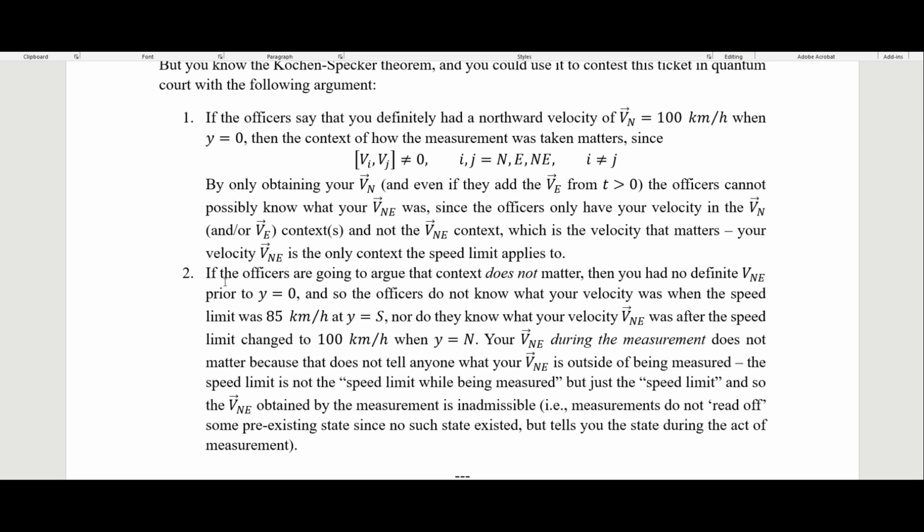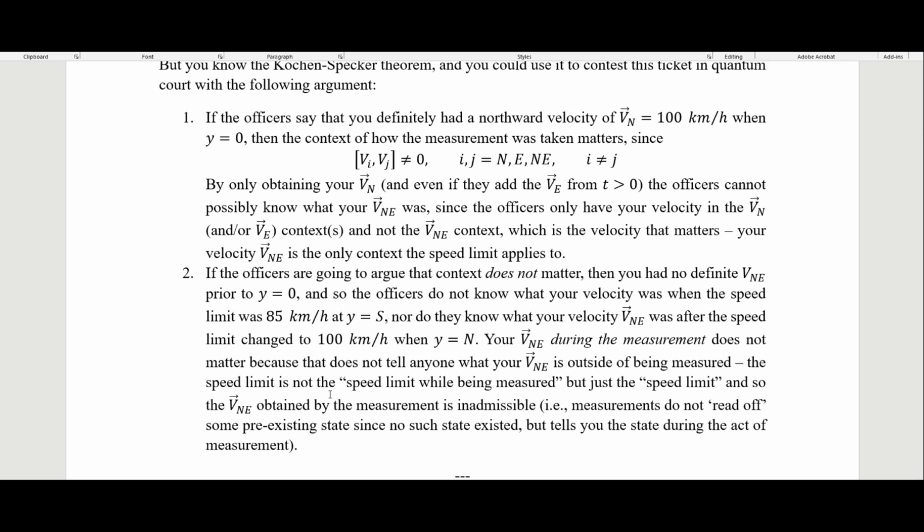And you could also argue, too, if the officer is going to argue that context does not matter, so they're saying that the speed limit also applies to your northward component of velocity or to your eastward component, then you had no definite northeast velocity prior to this y equals 0, so in the southern part of it. And so the officers do not know what your velocity was when the speed limit was 85 kilometers per hour south of that line, nor do they know what your velocity in the northeast direction was after the speed limit changed to 100 kilometers per hour, so when you are north of that line. So your northeast velocity during the measurement does not matter because that does not tell anyone what your northeast velocity is outside of being measured.